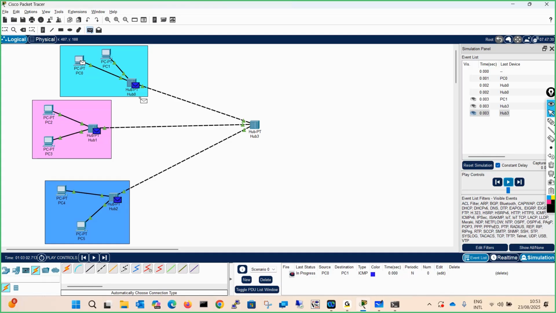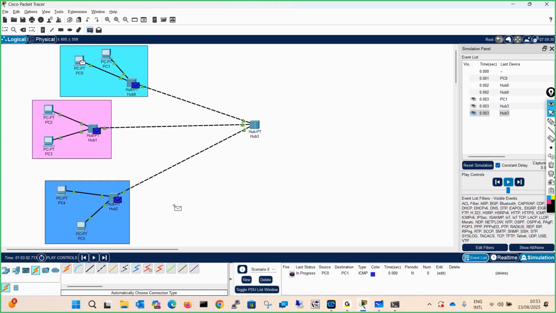Which means that if you have 100 hubs in your network, if the broadcast is received on one device, it will be forwarded to all the devices. And you can see over here, PC0 wants to communicate to PC1, the broadcast is received over here, and then the same broadcast comes over here, and you can see over here also broadcast message, here also broadcast message, meaning that it is a single broadcast domain.